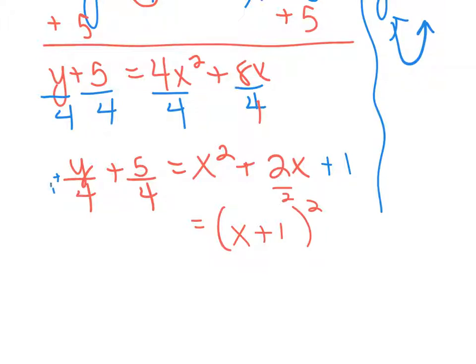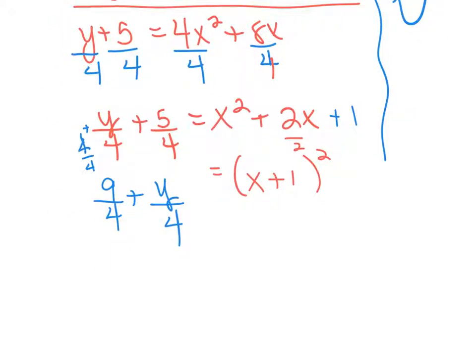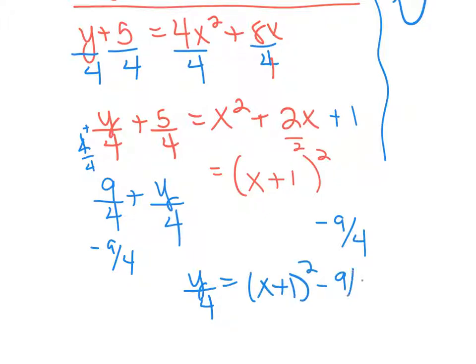Plus 1. Okay. 1 will be the same as 4 over 4. So 4 over 4 and 5 over 4 is 9 over 4. So this is 9 over 4 plus y over 4 equals the quantity x plus 1 quantity squared. We're going to subtract 9 over 4, bring it to the other side, and we get y over 4 is equal to x plus 1 quantity squared minus 9 over 4.